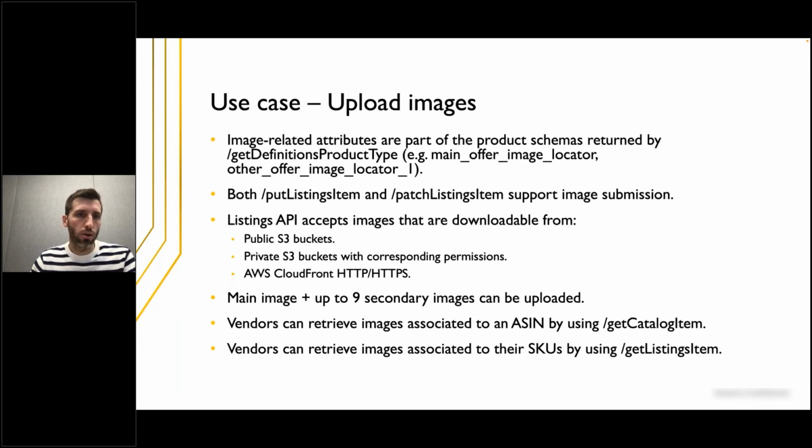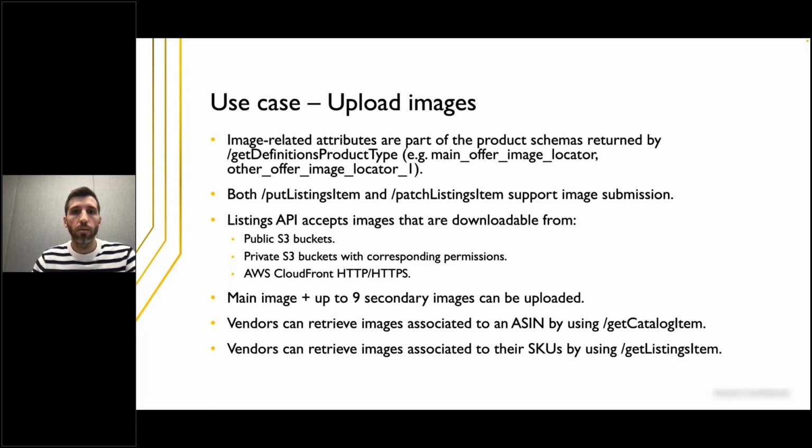There are specific attributes for images. We included some examples here, like main offer image locator, which is the big image that you see in the product detail page when you go to Amazon website. There is other offer image locator 1, which is the first small image, and so on. There are up to 9 secondary images plus the main images included in the schema, so you can submit all of them with the listings API. Both the put listing item and patch listing item operations support image submission. So if you want to create from scratch or if you want to update an image, it is supported with the patch operation as well.